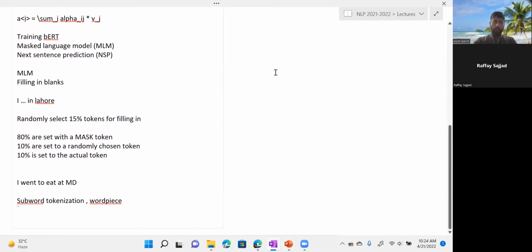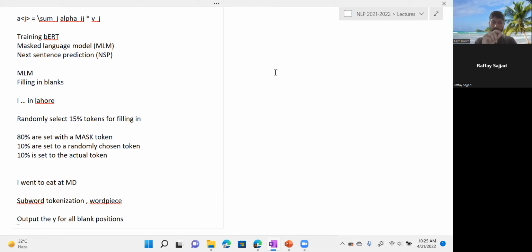Now, how do you actually, what is the loss? So we actually predict, or you can say, output the Y for all, you can say, blank positions. So those 15% that you have selected, you generate the output Y for those positions. Remember, output Y goes from A to an output layer Y, which is a softmax over the entire vocabulary.